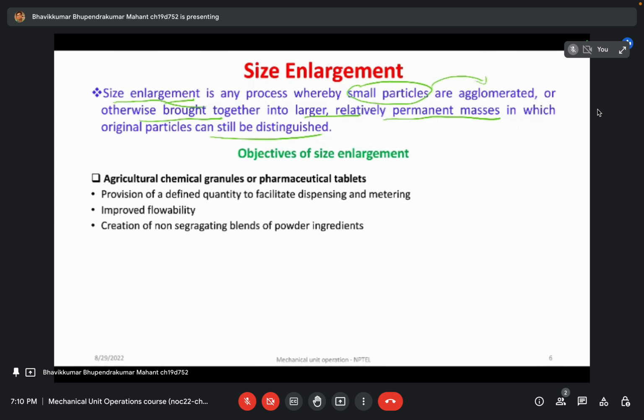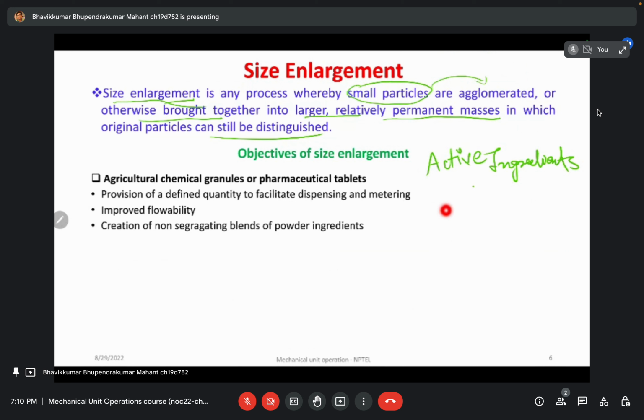Now, what are the objectives of size enlargement? The major objective is in agriculture, chemical granules or pharmaceutical tablets. These are the two areas where we use the active ingredients. So active ingredients need to be taken care of in the farm.